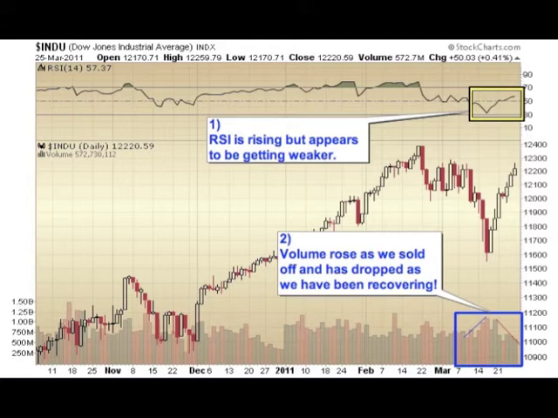Down below, we see where the volume rose as we sold off, and it has dropped ever since we've been recovering here. That's not good. We're also up against the end of the quarter here, so I think a lot of the selling has tapered off a bit as we're doing some window dressing here by not selling. There's no buying going on here.